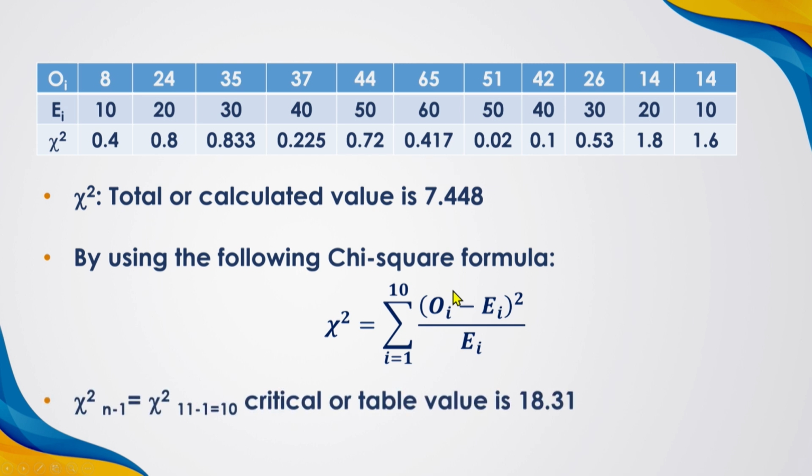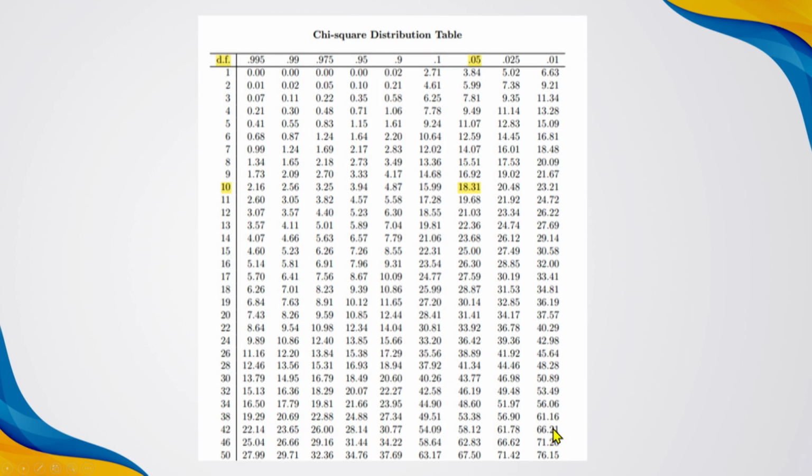Now, chi-square critical value, that is n minus 1, 11 minus 1 will be equivalent to 10 and the value is 18.31. This is your table value. How can you obtain this table value? Yes, you can see the table. As I mentioned, this is your degrees of freedom and this is your percentages here. Now, we are moving for 10 degrees of freedom. For 5% level of significance, the value is 18.31, which is your chi-square table value.